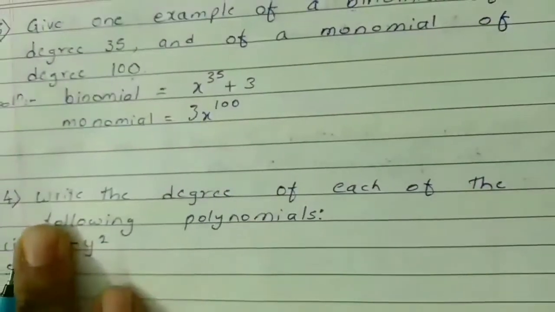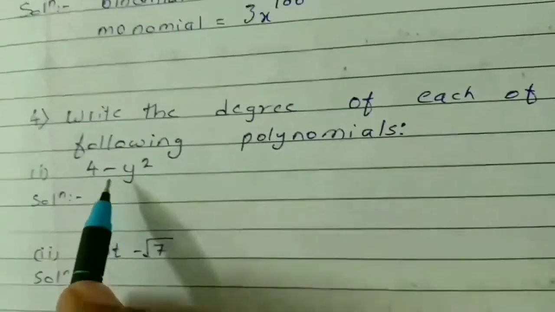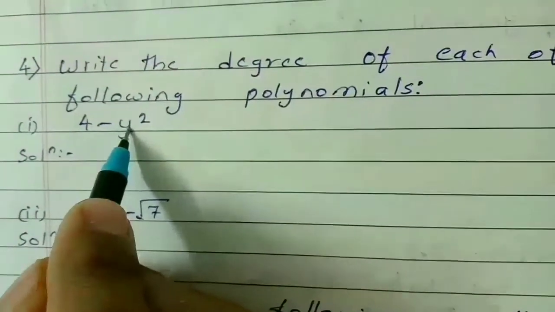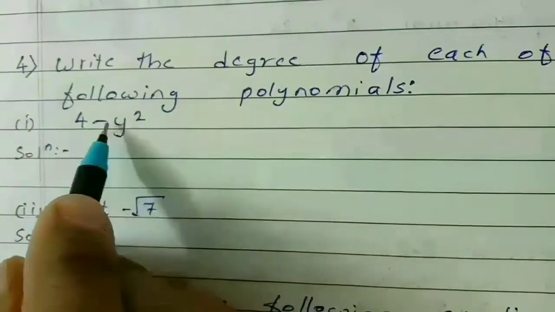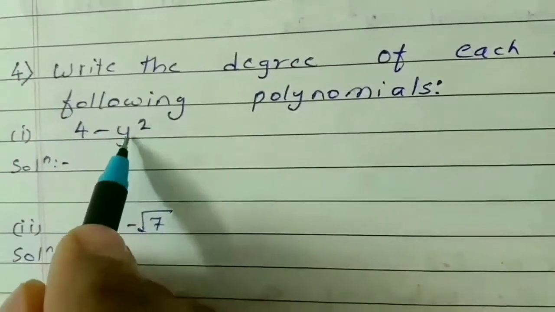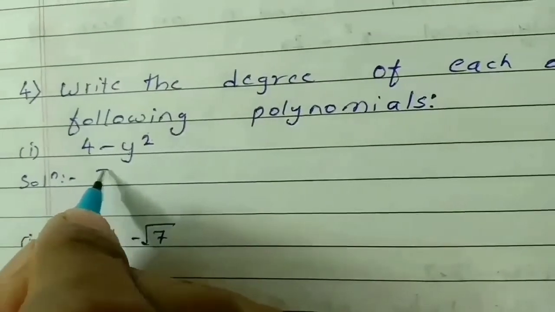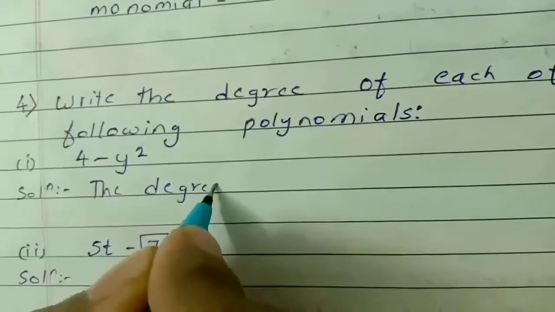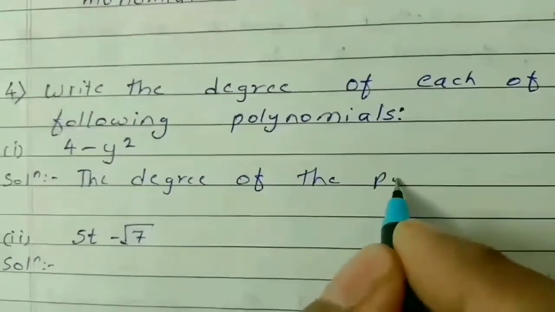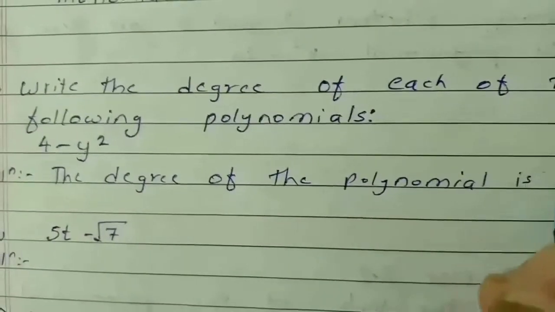Now the fourth question, write the degree of each of the following polynomials. 4 minus y square. The degree of this polynomial is 2. Y square. If it would have been y4, then the degree would be 4. So how will you write this? The degree of the polynomial is 2.